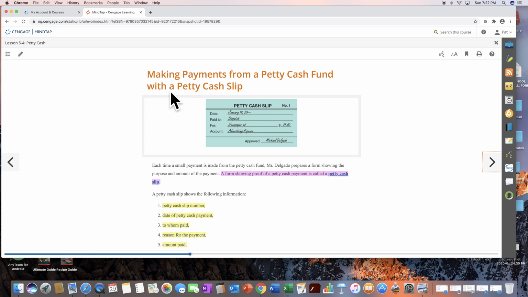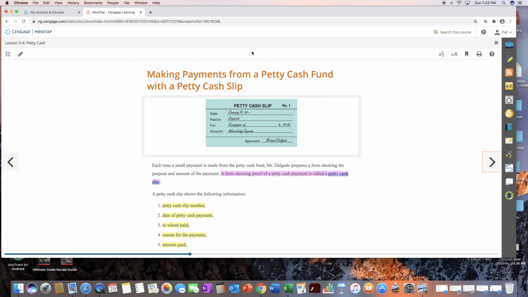Making payments from the petty cash fund with a petty cash slip. This is a petty cash slip. When we make payments, it will be approved by a certain person. The person in charge will be the person that writes this. For a small business sole proprietor, that might be you as the owner. Like I said, it could be the accounting manager, business manager, lead secretary, or bookkeeper, whoever that person might be.